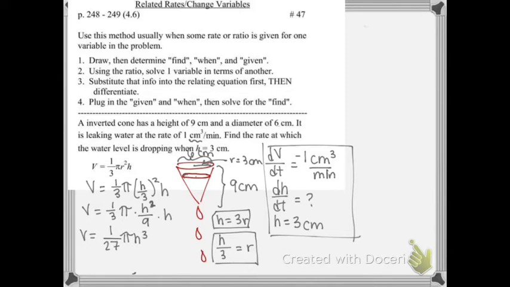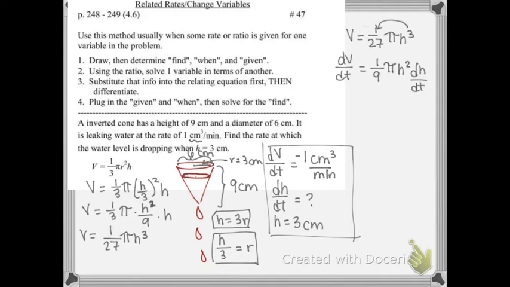So we've done no calculus so far. We've only done geometry and algebra to rewrite our volume formula for this particular cone, so it's only in terms of h. I'm going to move over here to the right-hand side where we have more room, and we're going to differentiate. So now we're going to take the derivative with respect to t. On the right, we don't need product rule since that 1 over 27 pi is all the coefficient. So applying the power rule, we get 3 over 27, which reduces to 1/9 pi h squared dh/dt.